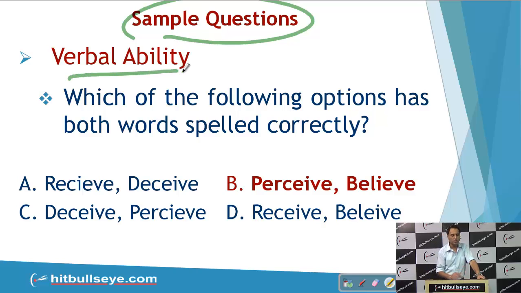Let's look at verbal ability. Verbal ability, for example, this question was there in one of the tests. Which of the following options has both words spelled correctly? Now, one could see in the options that they are slightly tricky, and these are words which are used on a day-to-day basis, but possible that you miss the grip there and you're not able to hit the right option, which is B in this case.